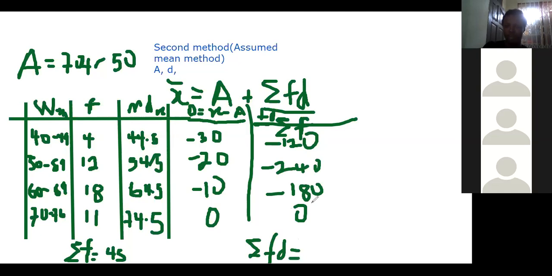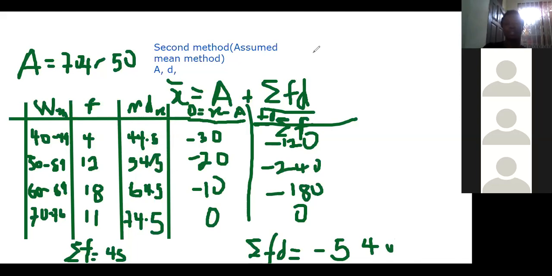Now, what will be the summation of this? When I add this, what am I going to get? So negative 540. After getting the negative 540, then I come and factor it into my work. And I know I'm supposed to get a positive answer.